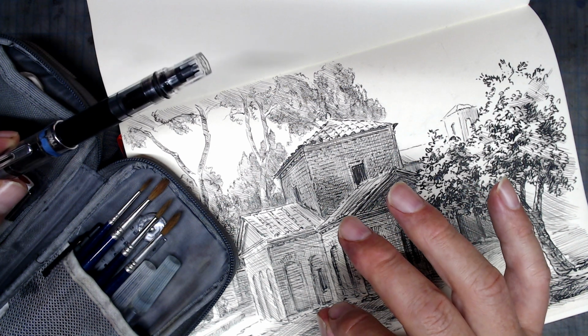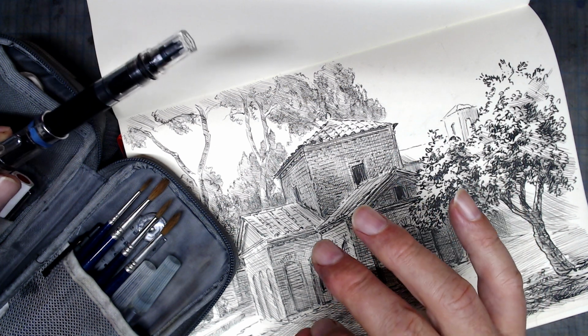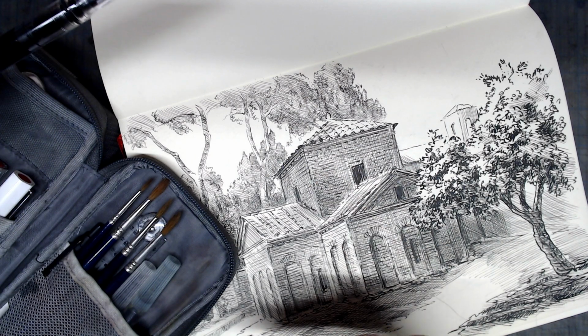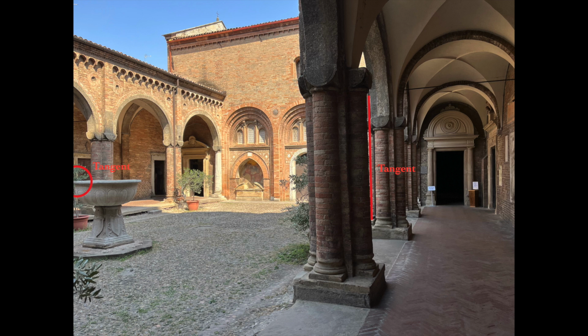There's another kind of tangent we have to worry about, and it's a connection between objects and the edge of the picture. This again creates a sense of confusion because it glues the object to the edge of the picture. In a still life, a tangent can be fixed by shifting things a little bit. While it's easy enough to walk up to a still life and move it in any way you want, the same cannot be said of landscape. Instead, you'll have to shift your position until the tangents resolve themselves.